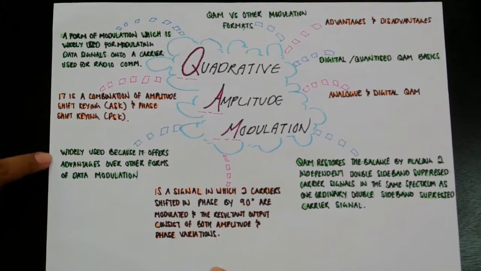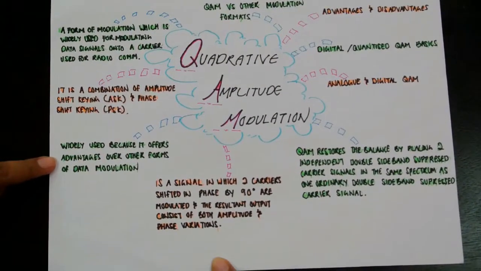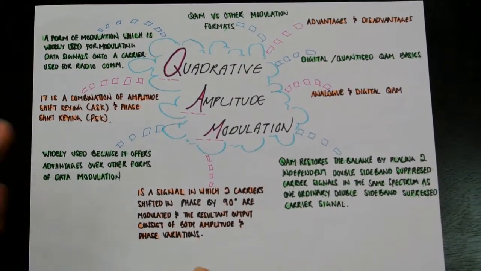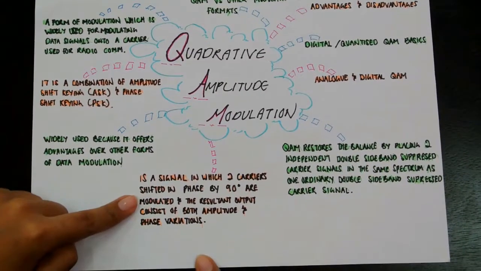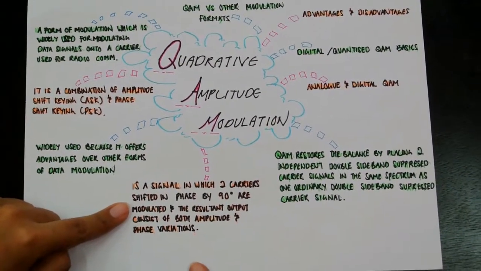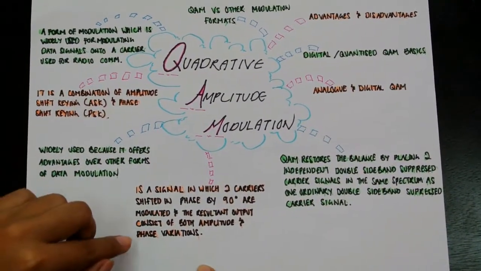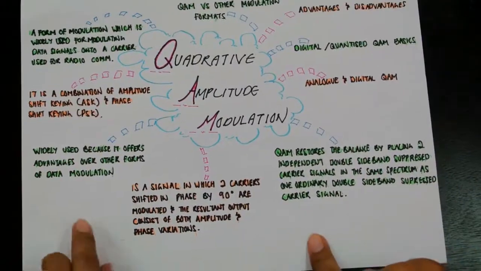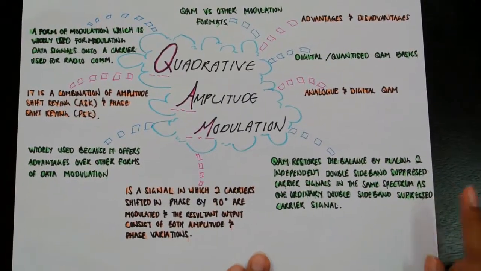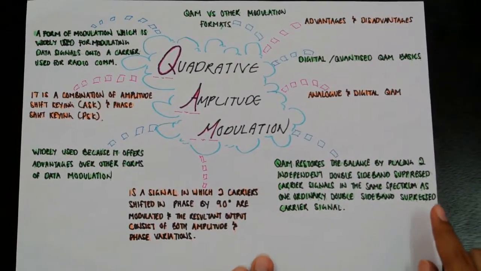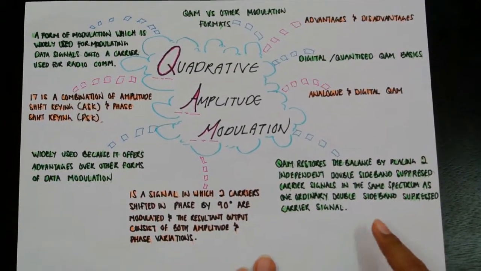Quadrature amplitude modulation is widely used because it offers advantages over other forms of data modulation. QAM is a signal in which two carriers shifted in phase by 90 degrees are modulated, and the resultant output consists of both amplitude and phase variations. QAM restores the balance by placing two independent double sideband suppressed carrier signals in the same spectrum as one ordinary double sideband suppressed carrier signal.